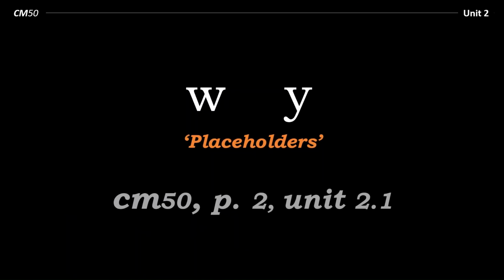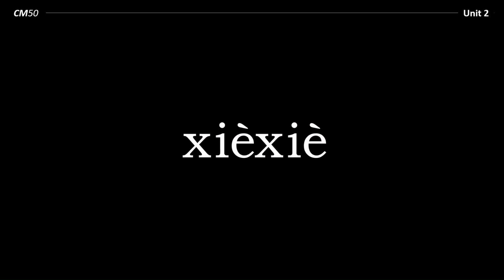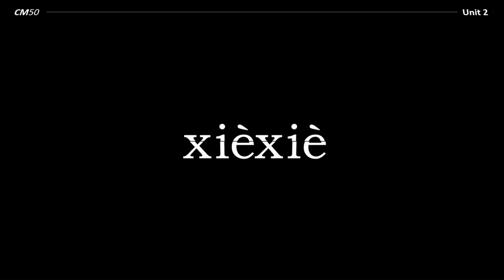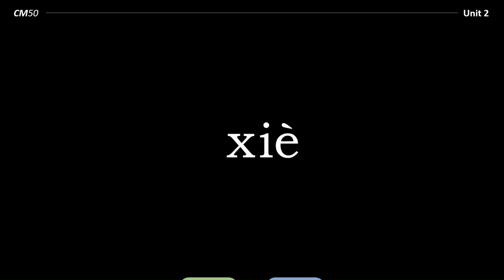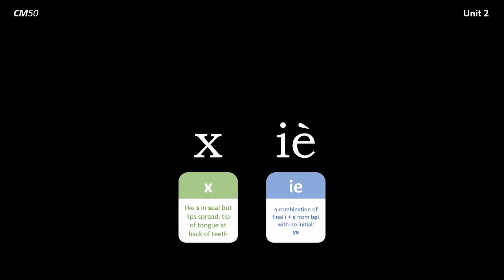Now earlier we said that there are also 2 placeholder initials, W and Y. So what do we mean by this? Well, let's take this word for example, 谢谢, which as you may know means thanks. Now let's reduce it just to 1 syllable, 谢. Now this syllable, 谢, what is it made up of? It is made up of the initial x and the final ie. So that's the important thing to note. The syllable xie has an initial x and it has the final ie.